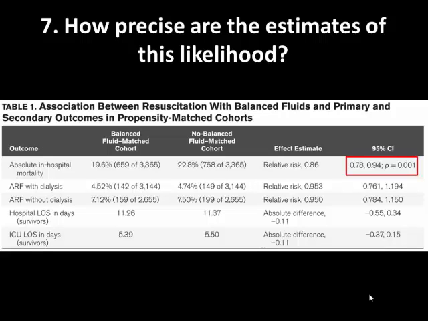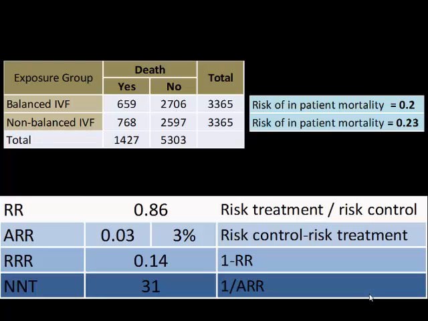So the next question is, how precise are the estimates of this likelihood? In our primary outcome, the relative risk was 0.86 with a confidence interval of 0.78 to 0.94, so it's not crossing the unit, with a p-value of 0.001. The other secondary outcomes were not significant.